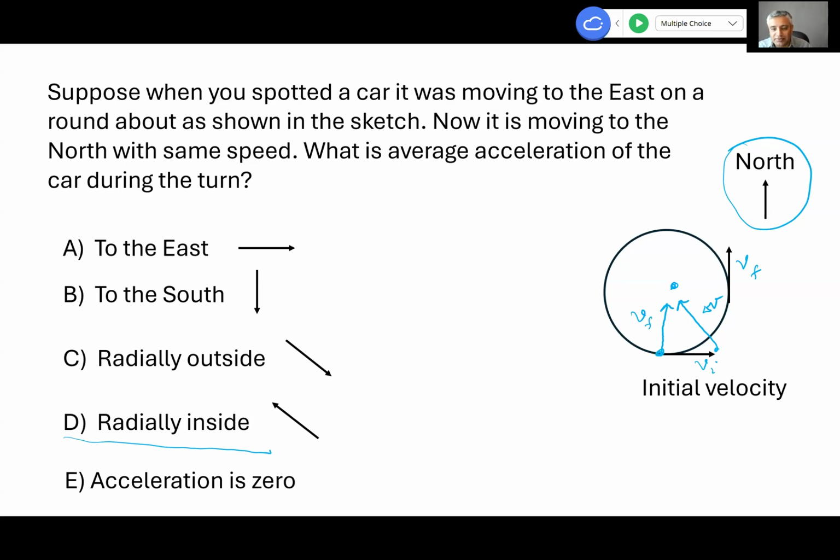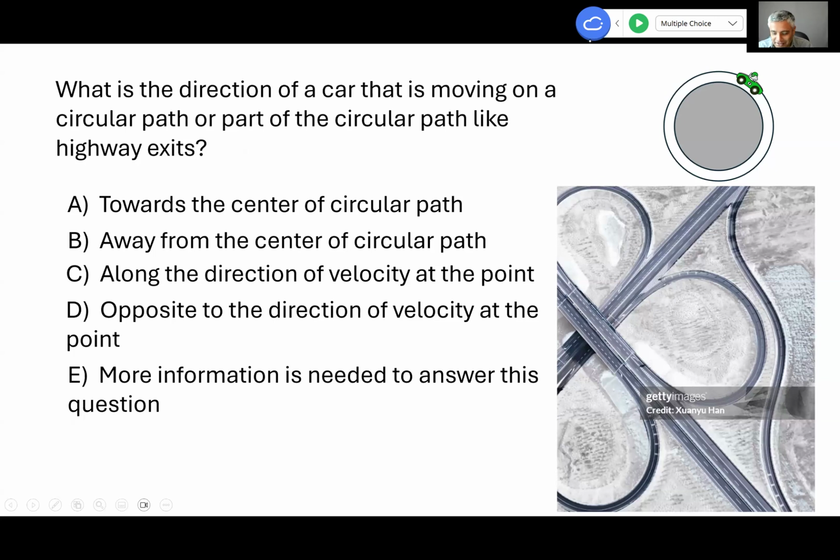So when something is moving in a circular path, what's the direction of acceleration of that object? Do you know now or you don't? Let's check. Here is a question.